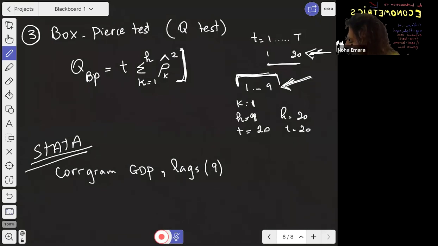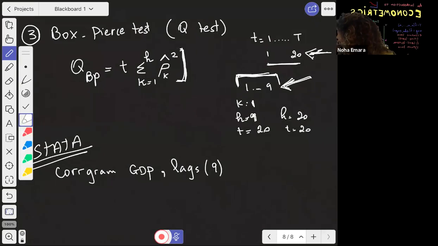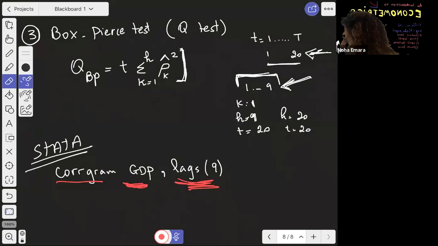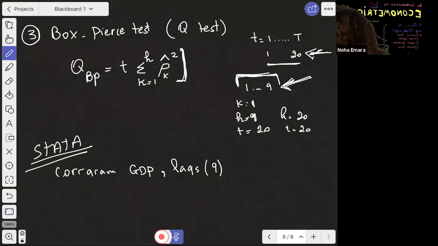So in Stata, you have to write this command. You have to tell Stata the name of the variable that you want to analyze its autocorrelation, and you want to tell Stata how many lags you want. If you don't write this part, then Stata would take the 20 time periods you have. If you want to be more specific about your analysis, then you just need to tell Stata, I want to do it only for the 9 lags. The output that you will get would look like this.